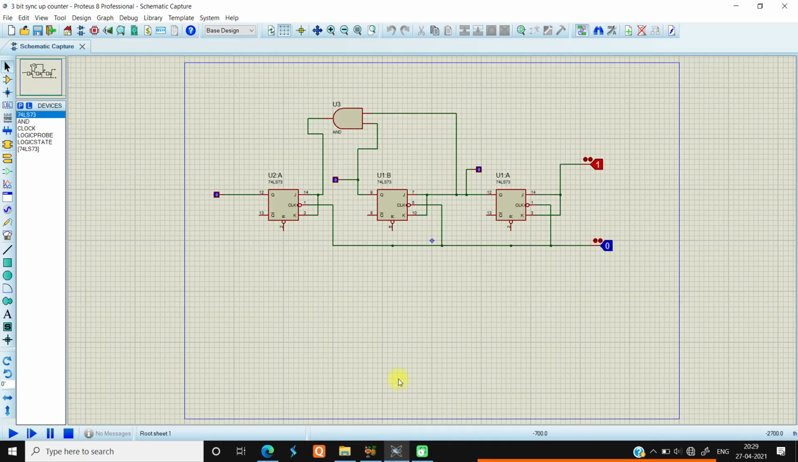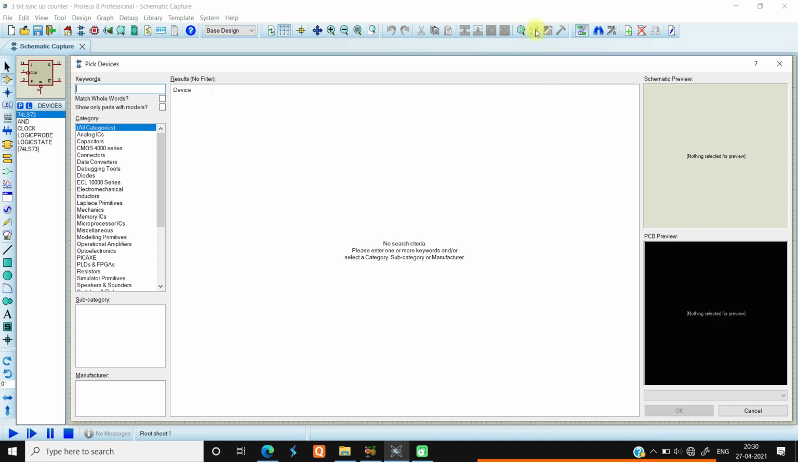So I have made it in the Proteus 8 Professional software. In order to make this particular circuit, we need to go through some of the basic ideas of this software. So how to place the components over here can be by picking up the parts from the libraries. I have some of the libraries over this particular pin, that is the picking up of the components from the library. So here some keywords can be written.